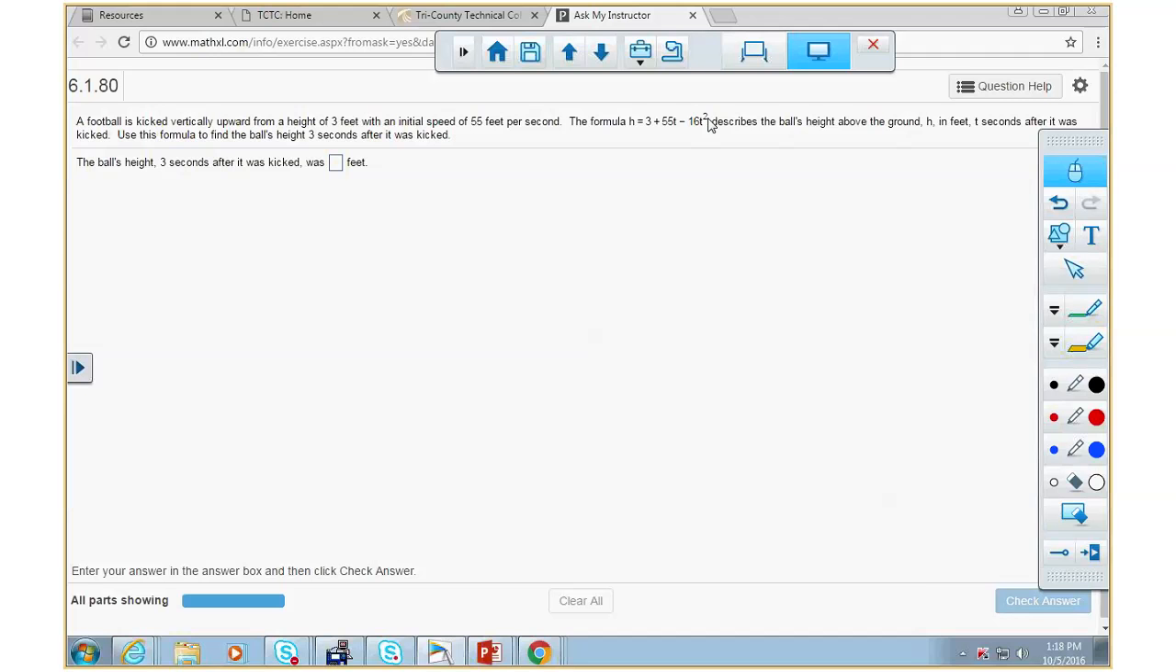All right, this is your formula. T is always time. H is equal to negative 16 T squared plus 55 T plus 3. I'm turning it around where we can understand it, plus 3, because that's the way you write it. I don't know why they write it like this. It just messes students up.